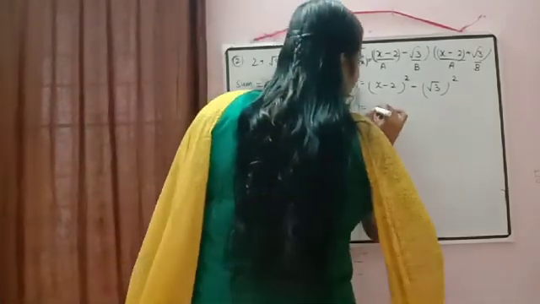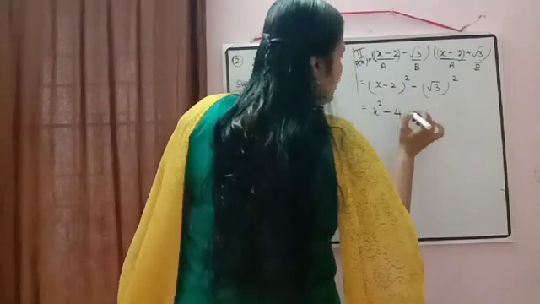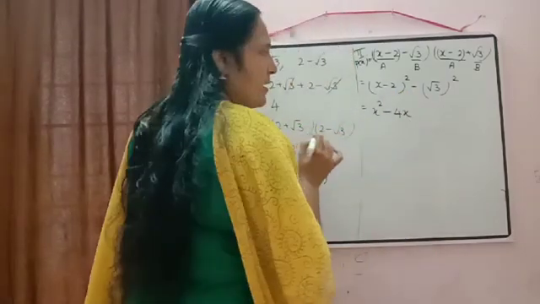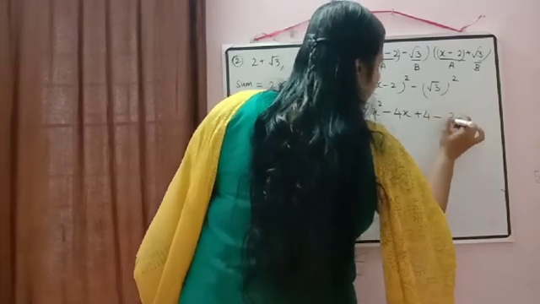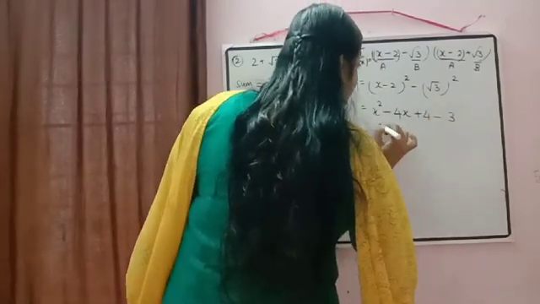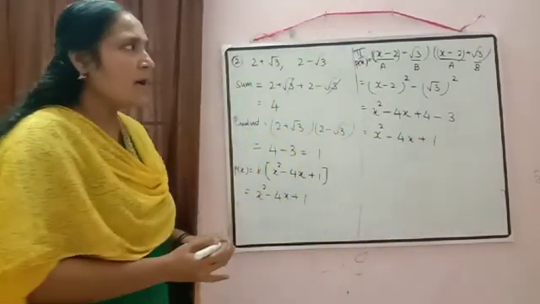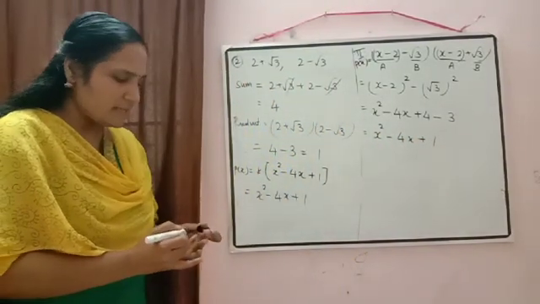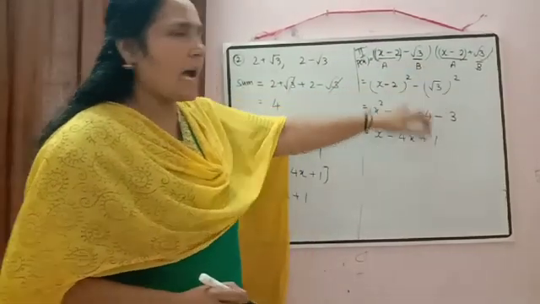X minus 2 the whole square, we will expand using the identity. Then we will get x square minus 2ab, so 2 into x into 2. X square minus 4x plus 4, minus root 3 square is 3. Then our polynomial will be x square minus 4x plus 1. So this method is also easy, but you should remember how to use the identity here.